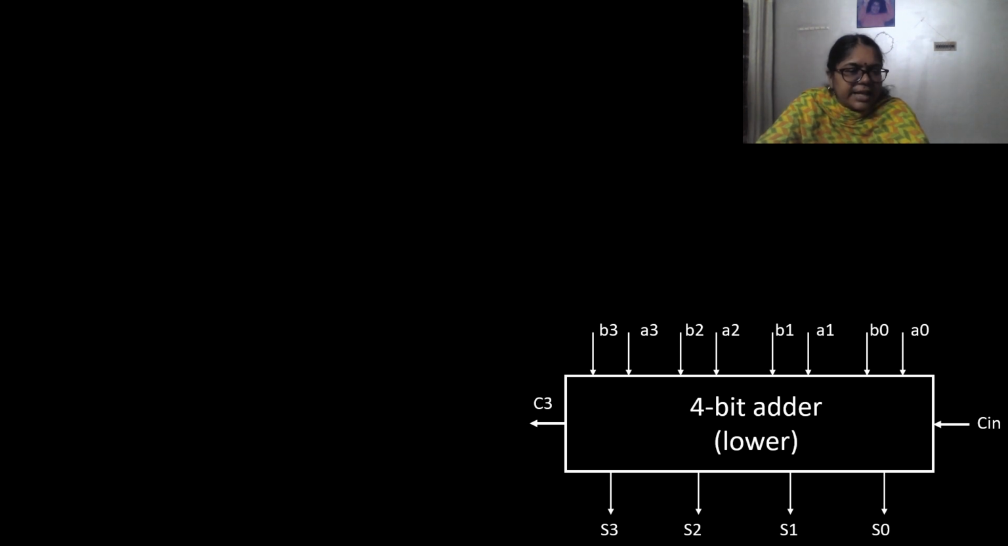So to the first full adder A0, B0, Cin is given as the input, S0 is produced and C0 is produced. To the second full adder A1, B1, C0 is given as the input, so C1 and S1 are produced. Third full adder A2, B2 and C1 are given as the inputs, C2 and S2 are the outputs. To the fourth full adder A3, B3, C2 are given as the inputs, C3 and S3 is the output. Thus, C3 is the final carry out of this block of 4-bit adder.